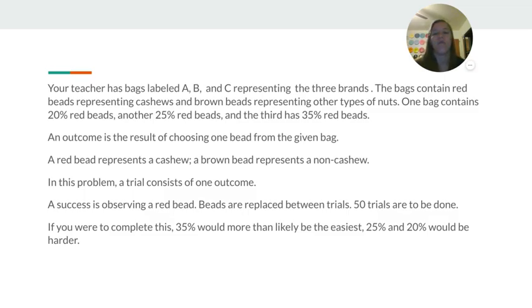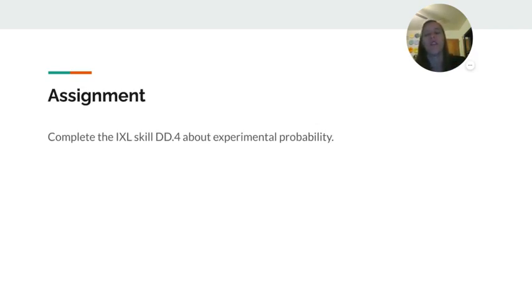A trial consists of 1 outcome. A success is observing a red bead. Beads are replaced between trials. 50 trials are to be done. So if you were to do this, 35% would more than likely be the easiest one to figure out, but 25 and 20 would be harder because they're so close together. So you definitely have to look at the trials that you've done very carefully.